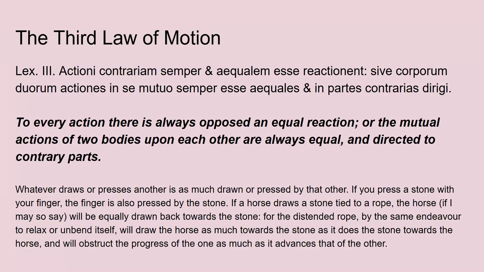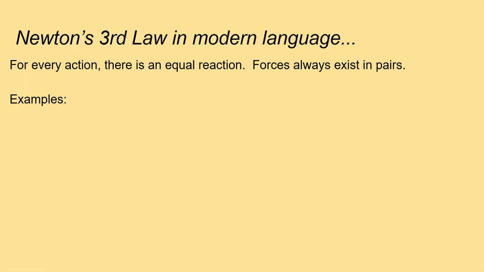He went on to say, whatever draws or presses another is as much drawn or pressed by that other. If you press a stone with your finger, the finger is also pressed by the stone. So if you're sitting in a chair right now, you're pushing on the chair. But how do you know that? Because you can feel the chair pushing back on your butt and on your back. You literally are pushing down on the chair and you can feel the chair push back on you. That's what you're feeling. When you stand on the ground, what you feel in your feet is the ground pushing back on you. So a slightly easier way to remember this is, for every action, there is an equal reaction, or forces always exist in pairs.